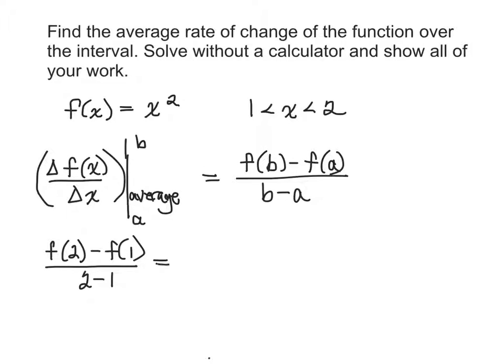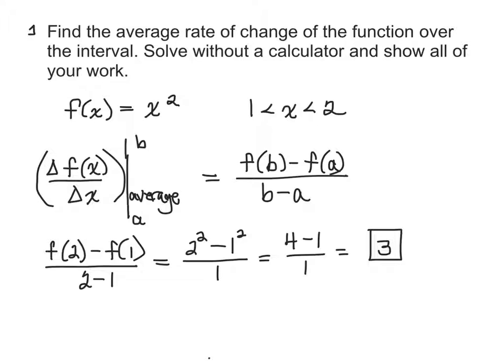Well, since f of x is x squared, it would be 2 squared minus 1 squared over 2 minus 1, which is 1. And that's, of course, 4 minus 1 over 1, and our answer is 3. So the average rate of change for x squared on an interval from 1 to 2 is 3. So I'm going to number these problems. This will be problem number 1. And let's move on to problem number 2.